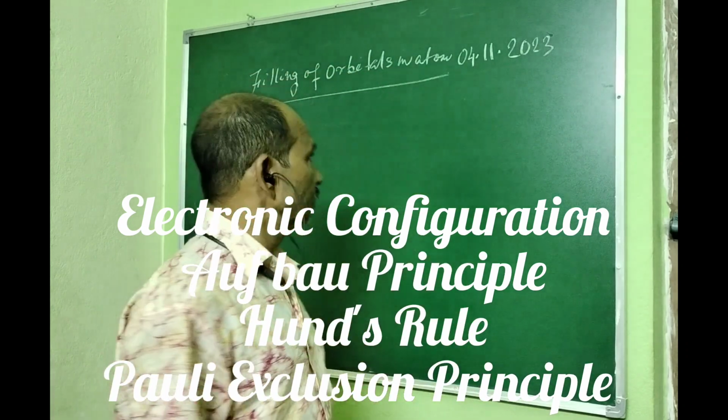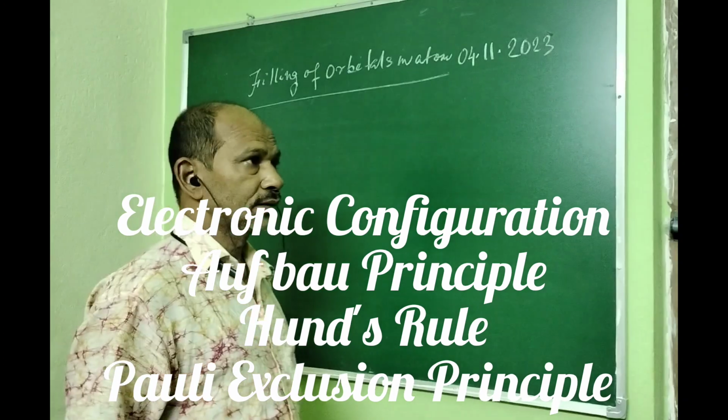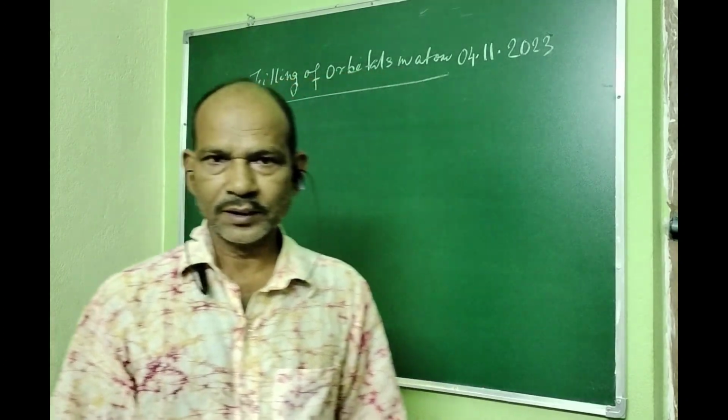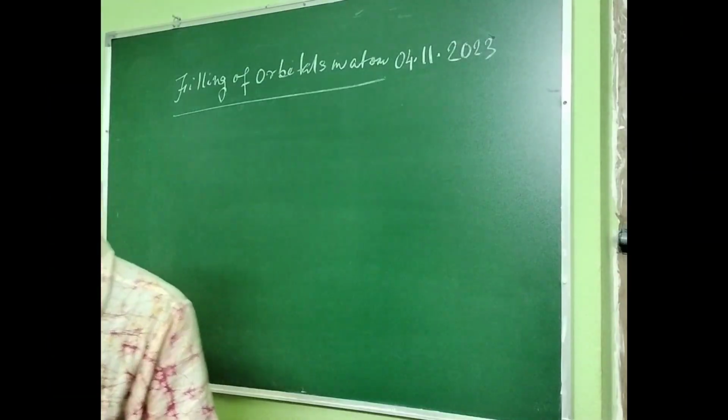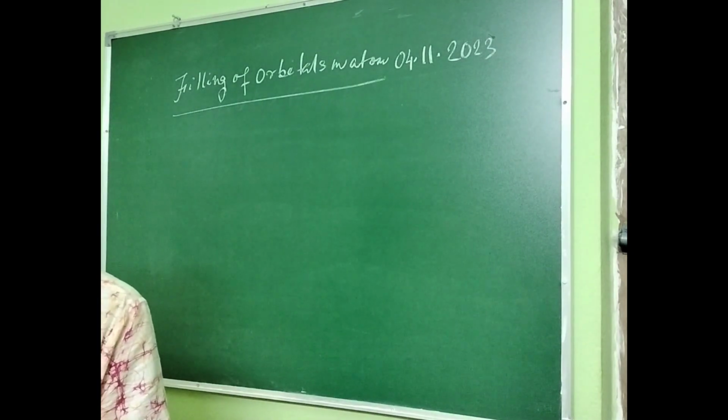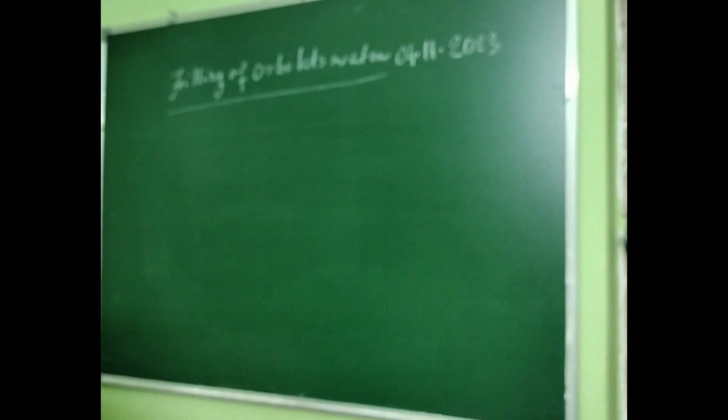Today's class is about filling of orbitals in an atom. So we are starting now. Filling of electrons into the orbitals of different atoms takes place according to the Aufbau principle, which is based on the Pauli's exclusion principle, the rule of maximum multiplicity, and the relative energy of the orbitals. So let us discuss what is the Aufbau principle.